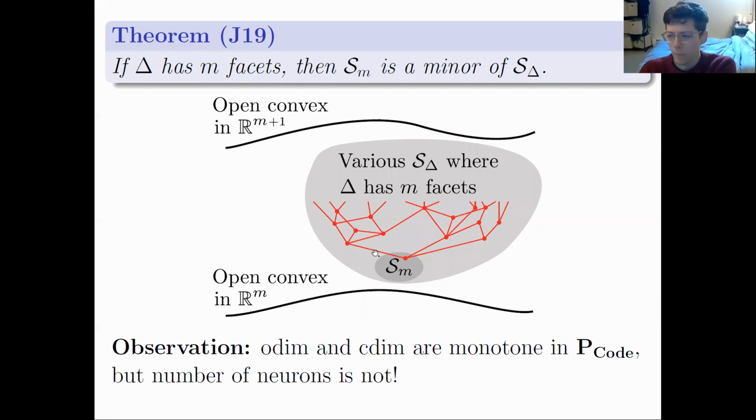And I mentioned that the open embedding dimension can be exponential. The reason for that is that the open and closed embedding dimensions behave nicely with respect to minors. The dimension only goes down as you go down in your partially ordered set of code minors, but the number of neurons in a code can actually go up. So this SM has many more neurons than these S delta codes, which is surprising. The number of neurons seems like it shouldn't increase as you go down through minors, but it actually does, and even exponentially so.